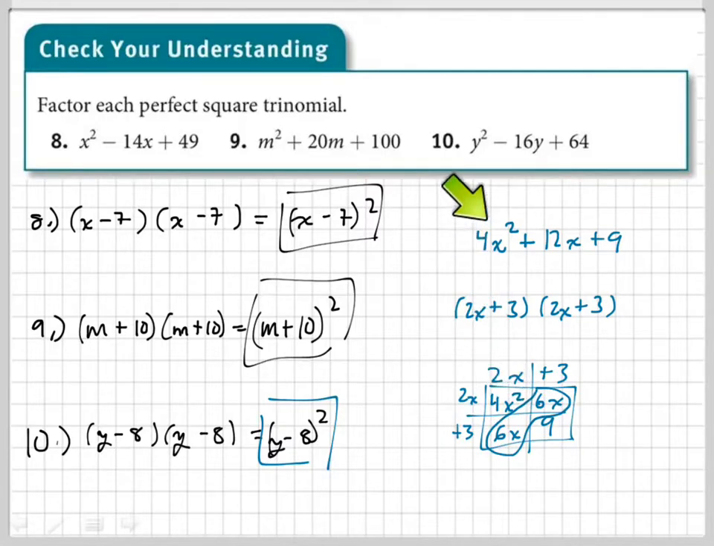So whenever the first term doesn't have a 1 right there, we have to think about the middle term a little differently than what we did over here. Because with these ones you're just able to divide by 2. This one you have to. Well, the way I think about it is I think about the first term and the last term. The square root of that one is 2x. The square root of that one is 3. That's how I got those numbers.